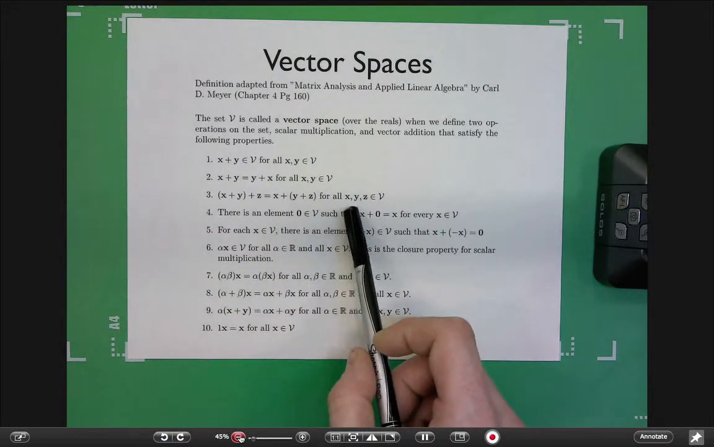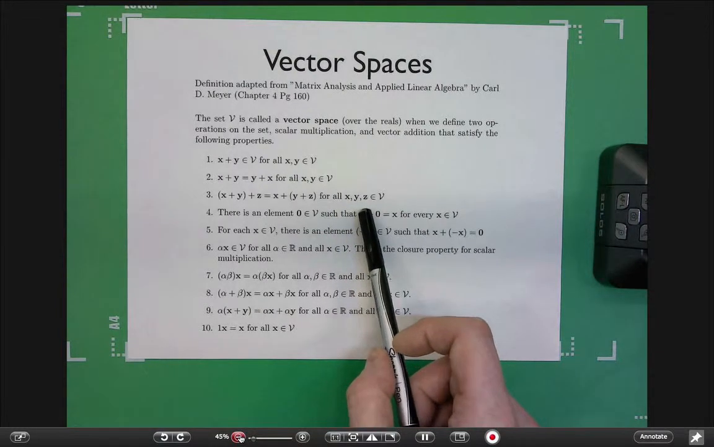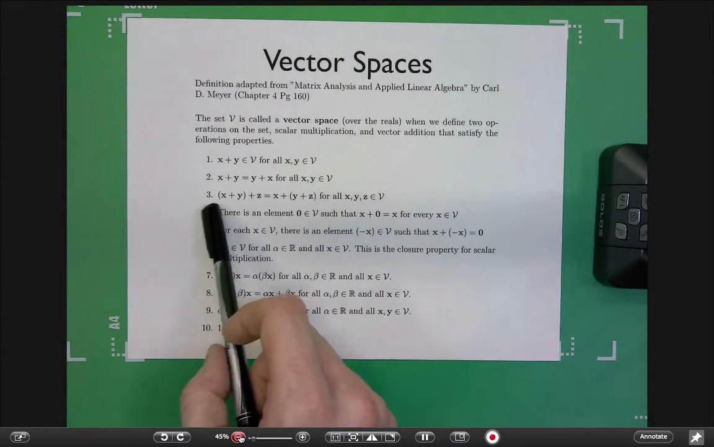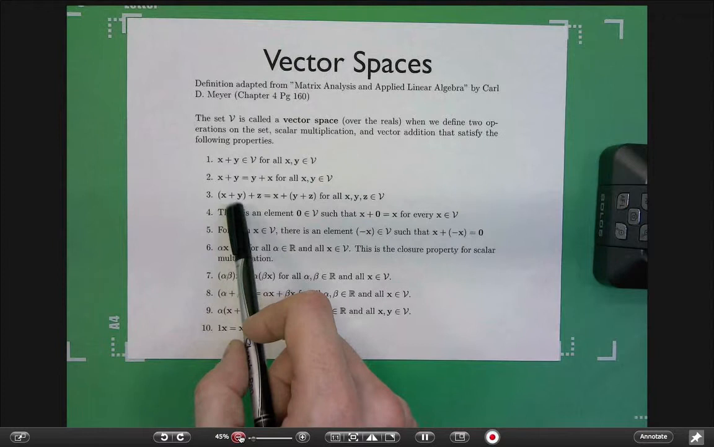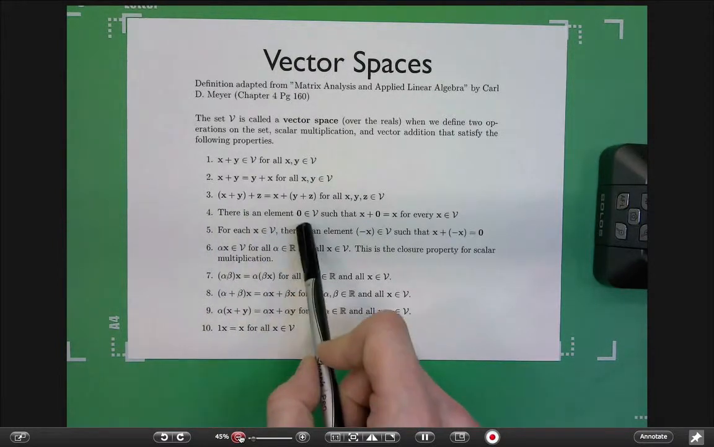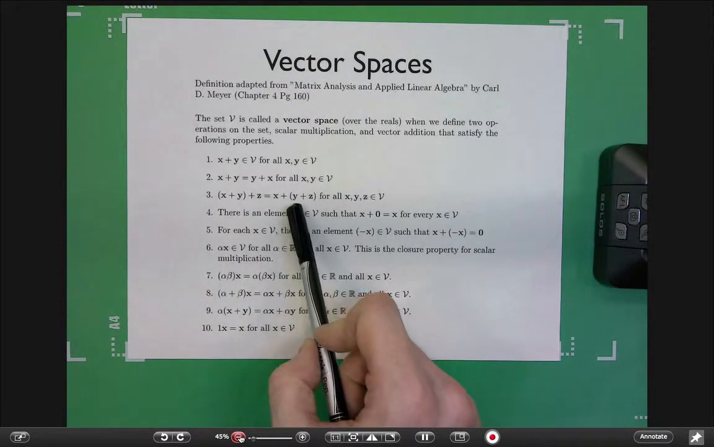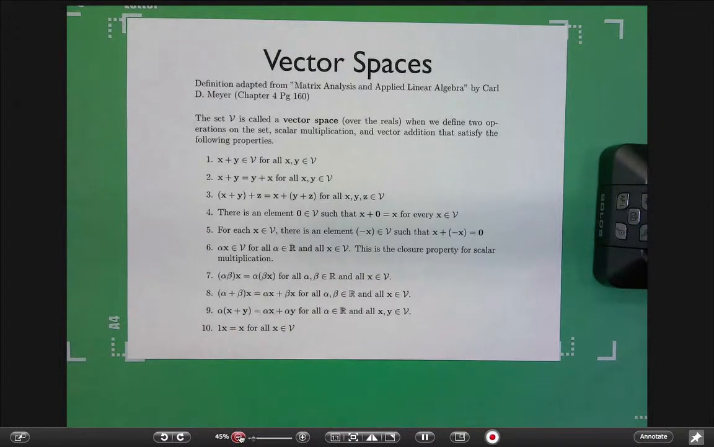For all vectors x, y, and z, it doesn't matter if I add first x and y and then add z, or if I first add y and z and then add x, right? So it doesn't matter which way I sum it. I can either first sum the first two and then add the third one, or the last two and add the first one. So this is called, you know what it's called? Associativity, exactly.